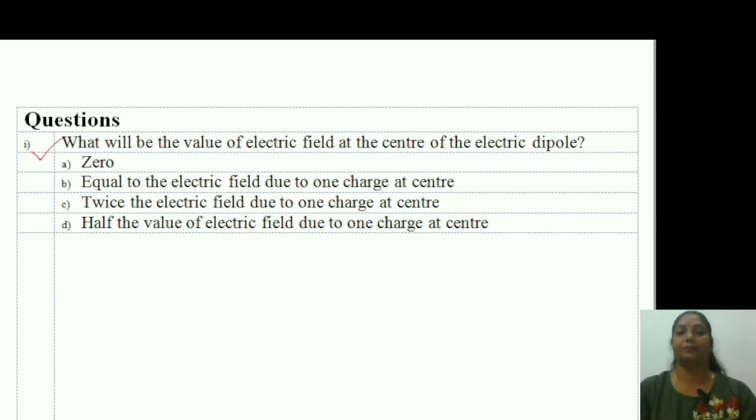Question number 1. What will be the value of the electric field at the center of the electric dipole? The first option is 0. The second option is equal to the field due to one charge at the center. The third one is twice the electric field due to one charge at the center. And the fourth one is half the value of the electric field due to one charge at the center. Think about it. Which option is correct?